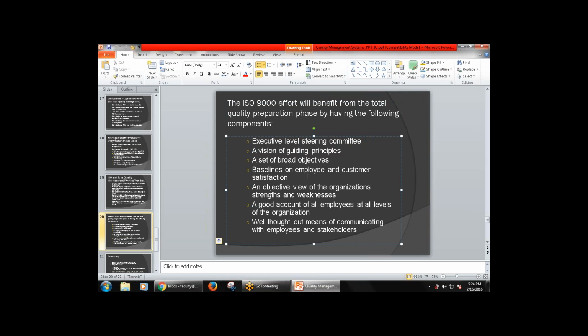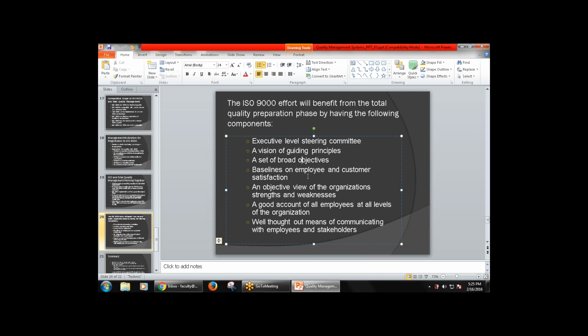Then baselines are given on the employee and the customer satisfaction. This is one of the important points. That means the customer and the employee both will be satisfied with the baselines that are given as customer satisfaction. So there will be a baseline on the employee and the customer satisfaction.